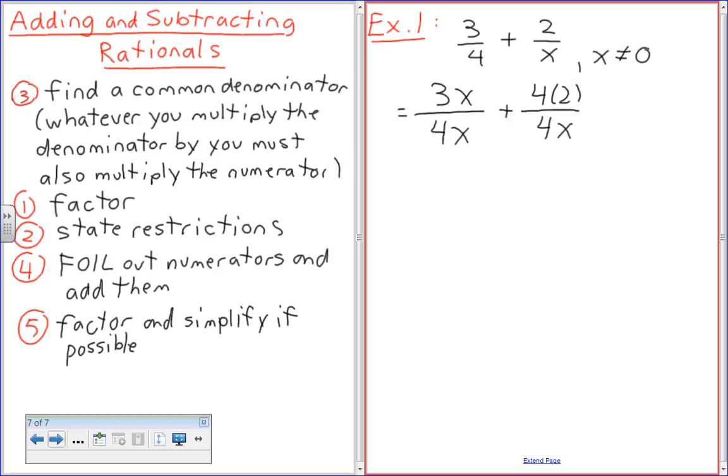So now the next step is going to be pull out the numerators and add them. Okay. So that's just going to turn into 3x plus 8. And then my denominator stays the same. It goes to 4x. That's all there is to adding fractions right there.